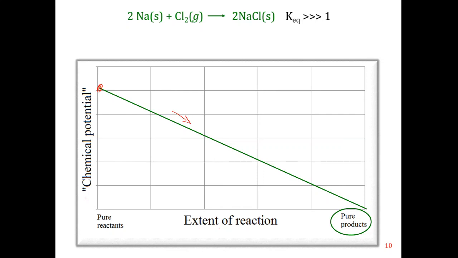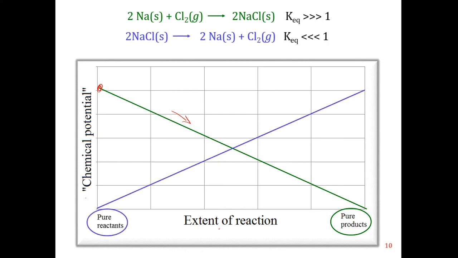So here, this is the example of the easy reaction, the one that will proceed. Let's look at our second reaction. Now we have the reverse reaction, where we have sodium chloride breaking into sodium and chlorine. And remember our equilibrium constant, much, much less than 1. So this is a very unfavorable reaction. Let's look at how it might proceed.